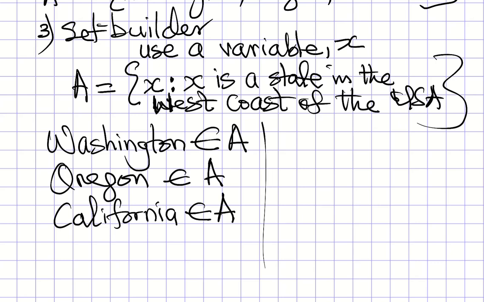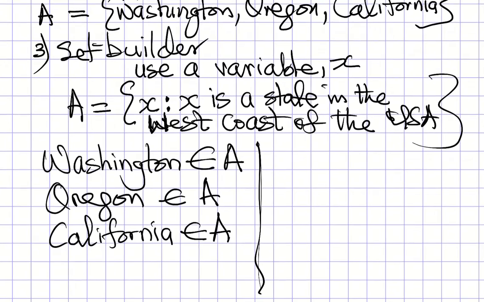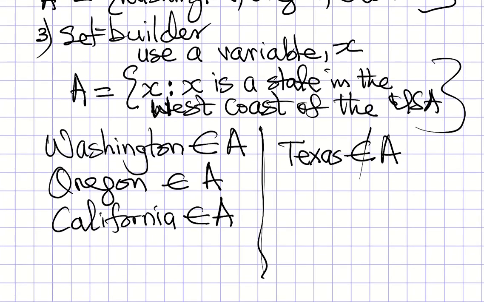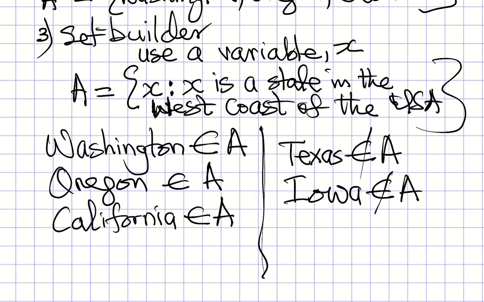But you see, you cannot say this. Well, I guess you can say this. Say it like this: Texas does not belong to set A, right? And then you can say Iowa does not belong to set A. You can say any other state you can think of. You can say Indiana, right? Indiana does not belong to set A.